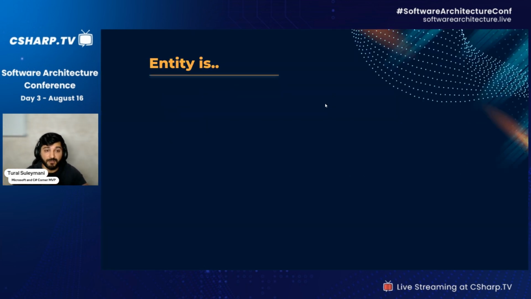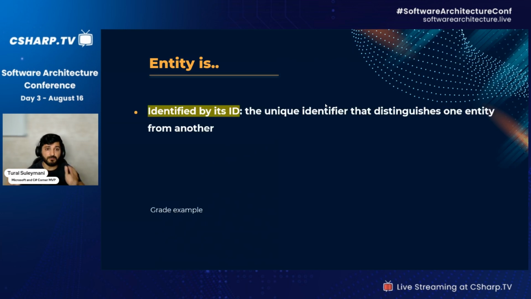Okay. The first tactical pattern is going to be our entity. We all know from the C# Entity Framework, we have entities. This is not the same entity. So this is a bit different. The entity is identified by its ID. In our case, entity is a class. I will show you a simple example here.